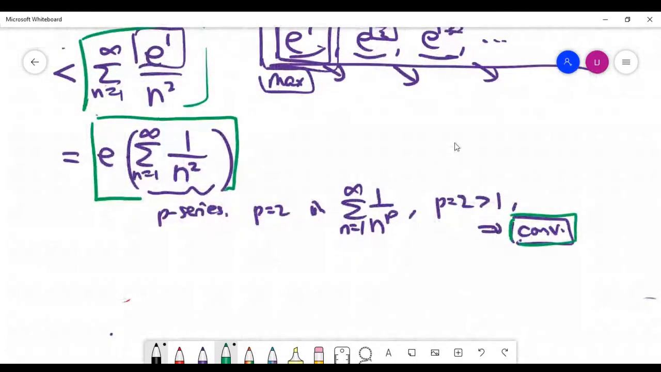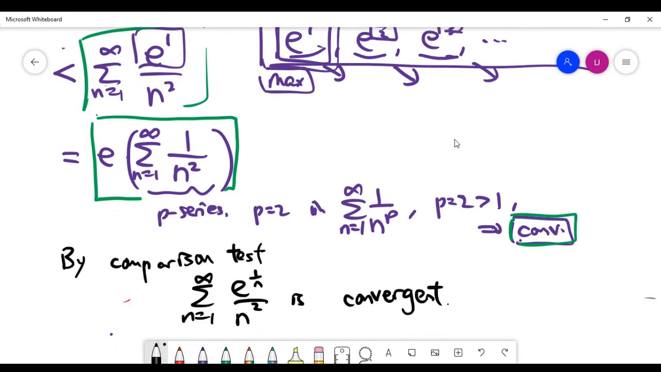We have done it actually in version 2 of the comparison test, and let me write it down here. Instead of using the integral test, which is of course okay, we can actually solve it by using a comparison test. We just have to compare it with something bigger, and this bigger one is actually a convergent series. And that's the end of this video.